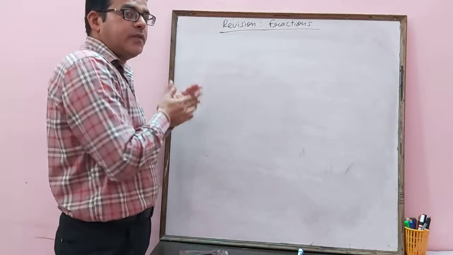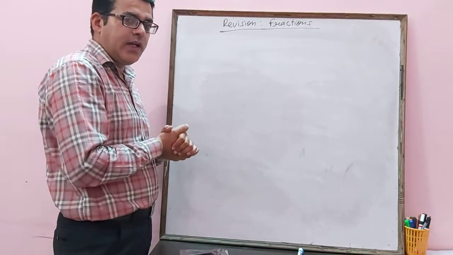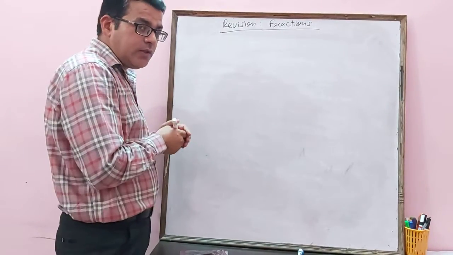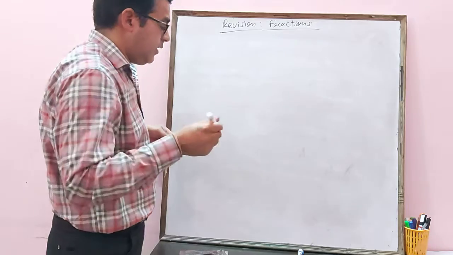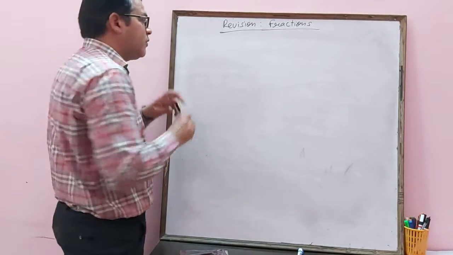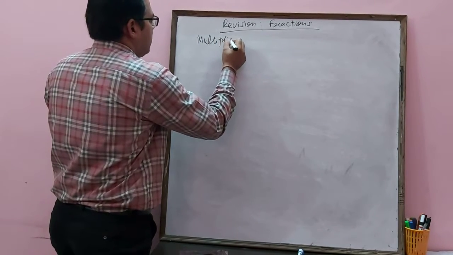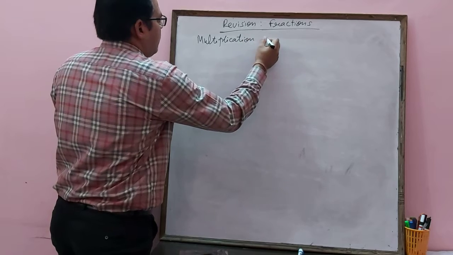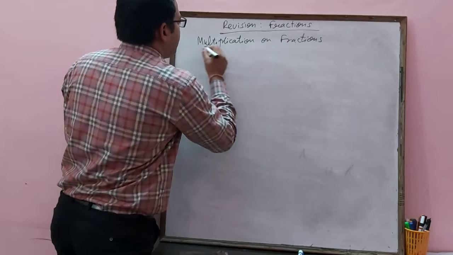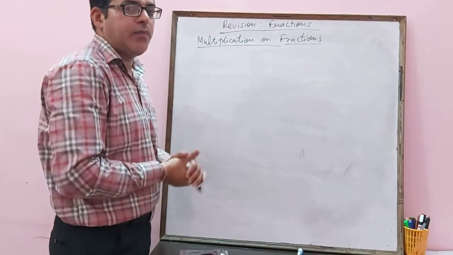Today, as you can see here, we are revising fractions, right? For the last 2-3 lessons, we are revising fractions on your request. So today we will discuss how we can multiply fractions. We will discuss multiplication on fractions. It means how we can multiply two or more fractions together. What will be their product?